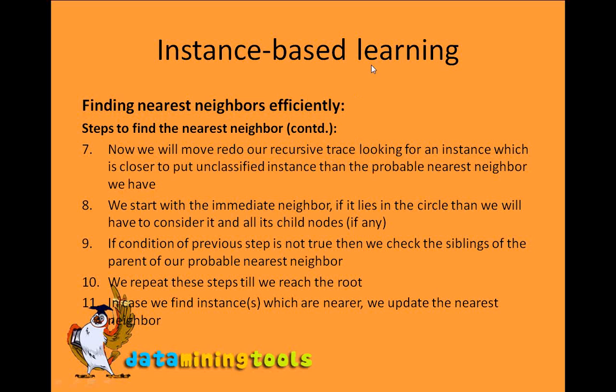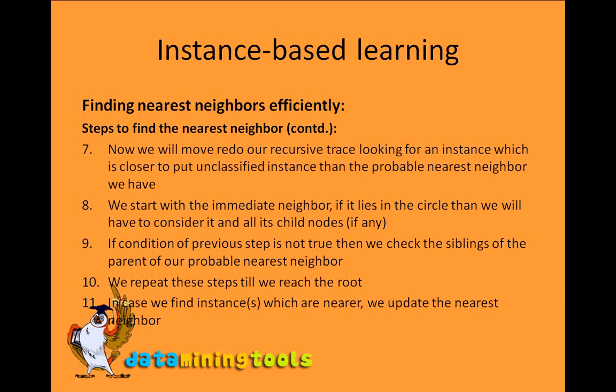Okay, now we will redo our recursive trace. So till now we basically traced down the tree. Now we'll move upward, looking for an instance which is closer to our unclassified instance than the probable nearest neighbor we have.